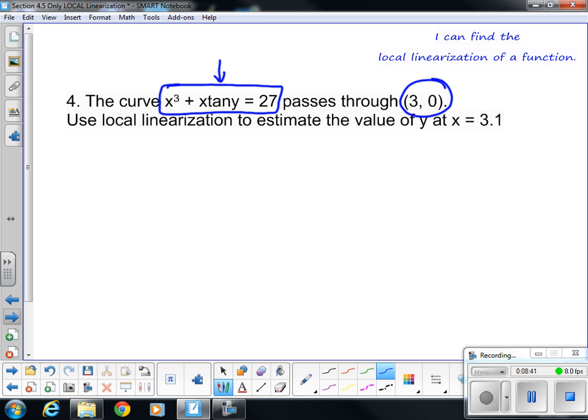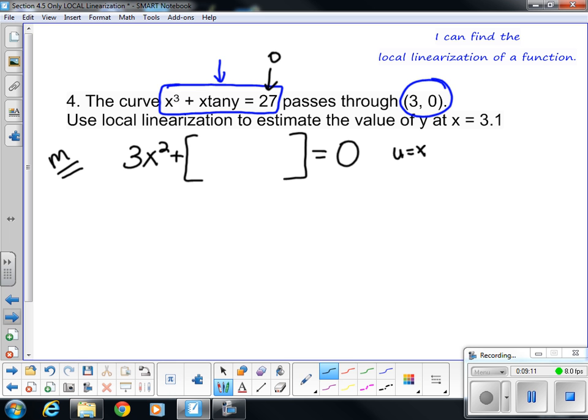So let's take the derivative of this equation to find our slope. And we don't actually have m yet, so we're not going to put an m equals there, but to find m, we're going to take 3x squared plus. Now we're going to have to do the product rule for x tangent y, so we'll put that in here, equals the derivative of 27 is 0. Don't forget that. All right, so product rule, u equals x and v equals tangent of y.